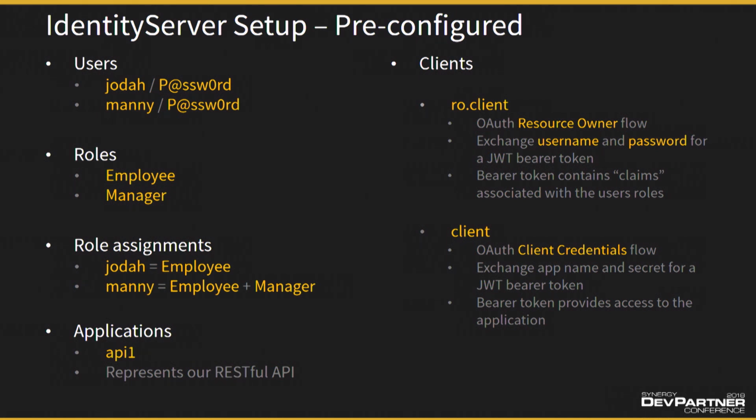We've got 1 application defined, which represents our RESTful service that we're protecting, and I've just given that the arbitrary name API1, okay? And then we've got 2 clients defined, which allow us to access this information in 2 separate ways. The one we are using is the RO client, the resource owner flow.